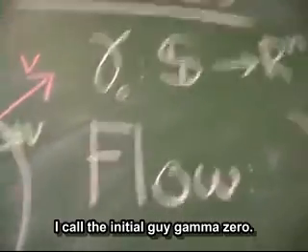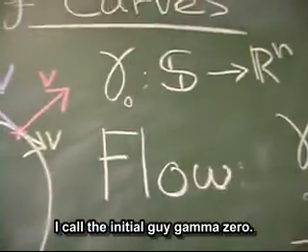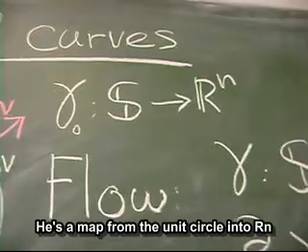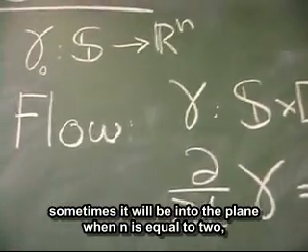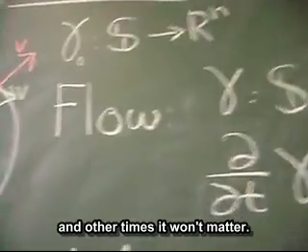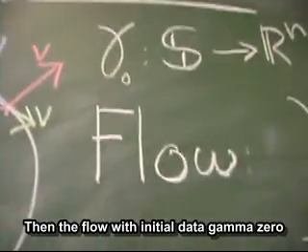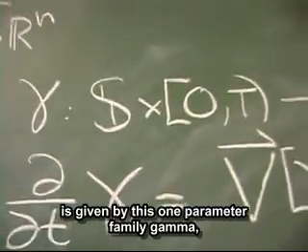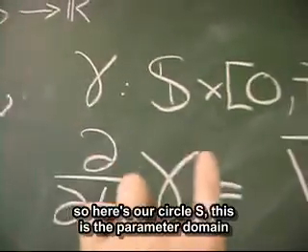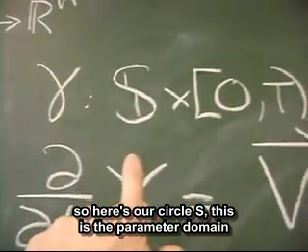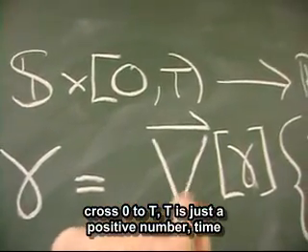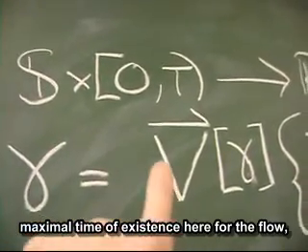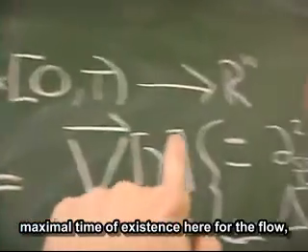I call the initial data, that's this guy here, gamma 0. It's a map from the unit circle into R^n. Sometimes it will be in the plane when n is equal to 2, and other times it won't matter. And then the flow with initial data gamma 0 is given by this one parameter family gamma, so here's our circle S, this is a parameter domain, 0 to capital T. Capital T is just a positive number, time, it's the maximal time of existence for the flow, and it has image in R^n.